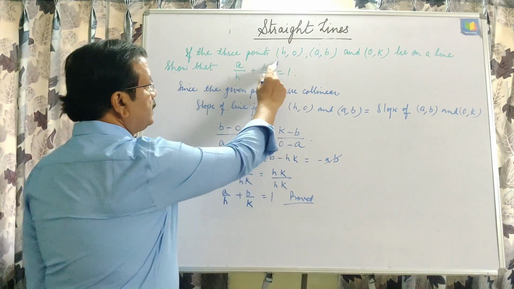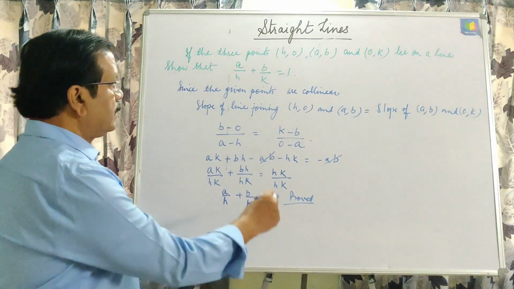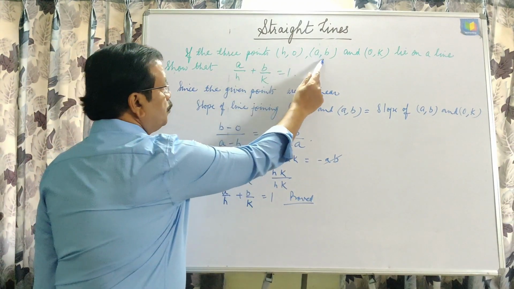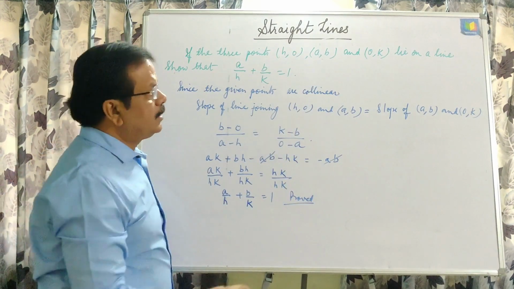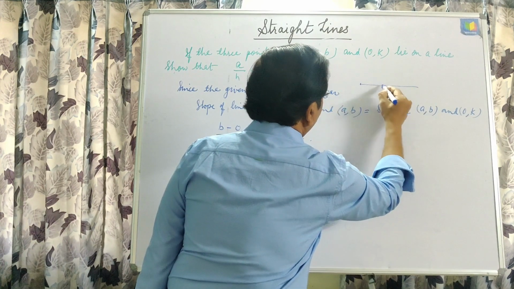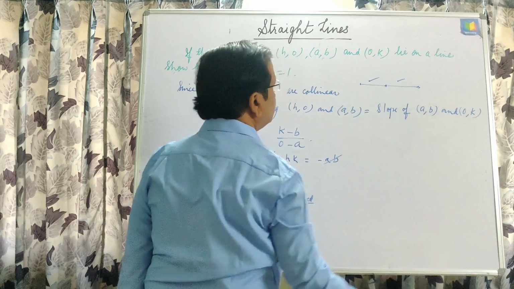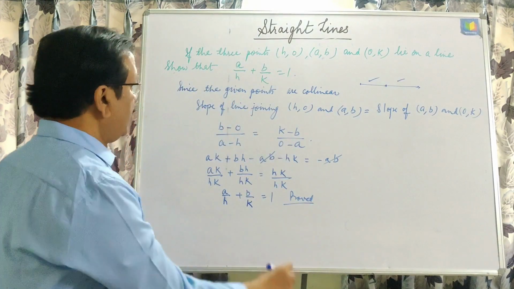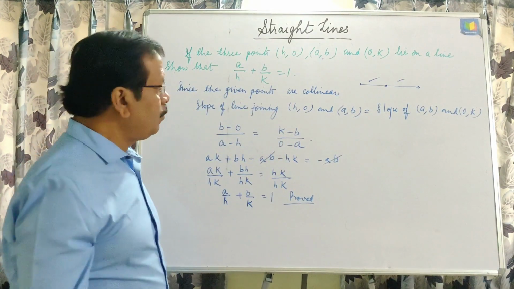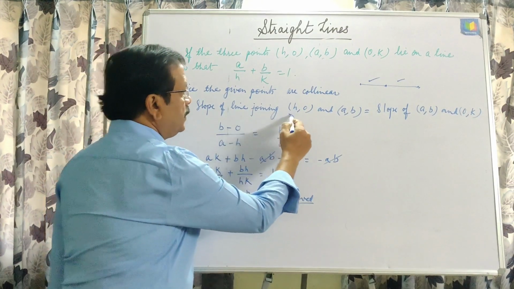Actually, when these 3 points lie on the same line, then the slope between these two will be the same as the slope of these two, because you can see here this point and this point. Obviously this slope will be the same as this slope. Okay, and then we know the first slope is y2 minus y1 upon x2 minus x1 if these 2 points are taken.